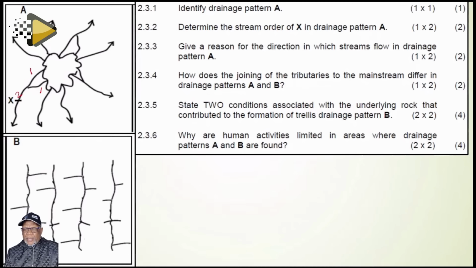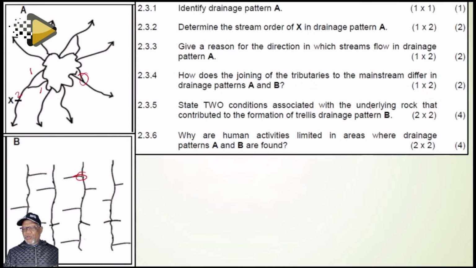Give reasons for the direction in which the streams flow in the drainage pattern. The streams are simply flowing from the higher lying area. How does the joining of the tributaries to the mainstream differ in drainage patterns A and B? You can see the joining here is at an acute angle, but here you can see there is a 90 degree angle.